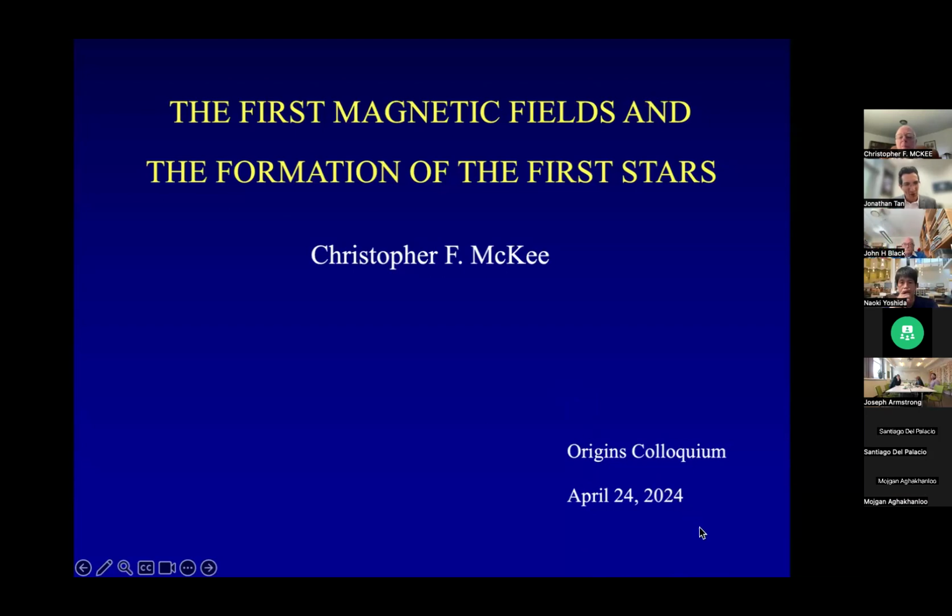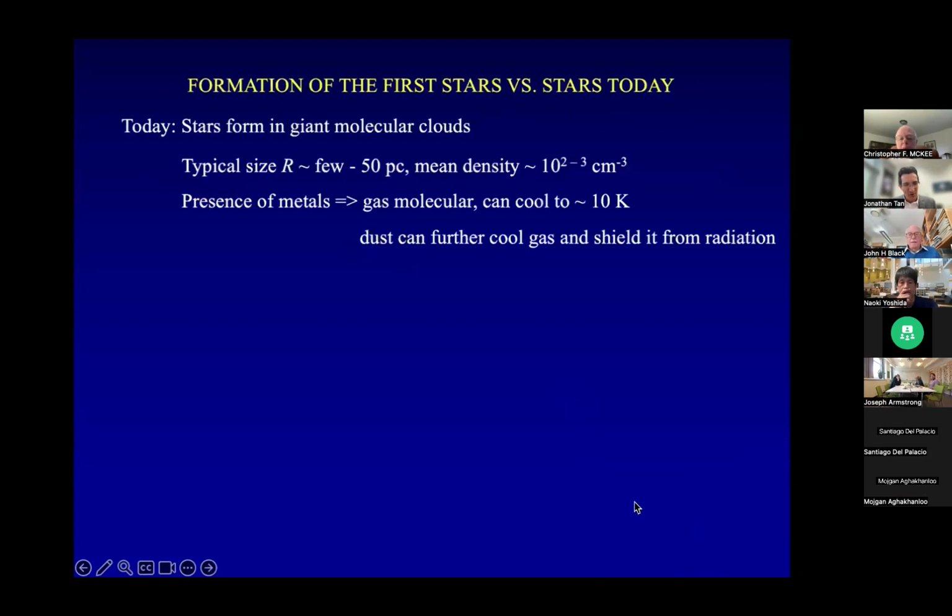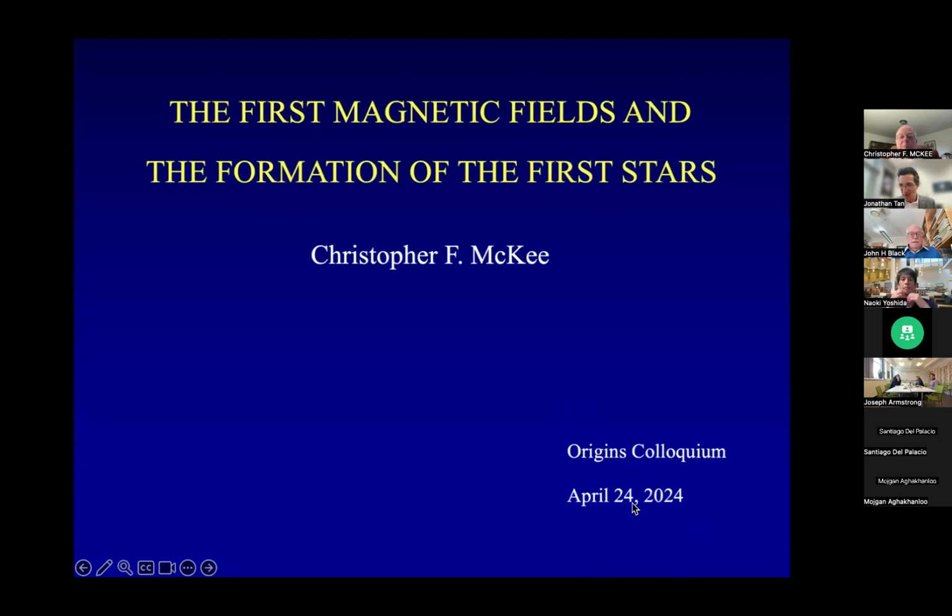It's a pleasure to welcome Chris McKee for this week's Origins Colloquium. Chris was my PhD advisor, so I'm very grateful he can give us this talk today. Chris received his PhD from UC Berkeley in, I think, 1970. I was just looking at the title here, Study of the Two-Stream Instability in Colgate's supernova model of cosmic ray acceleration. And then, of course, has gone on to work on many different topics within astrophysics.